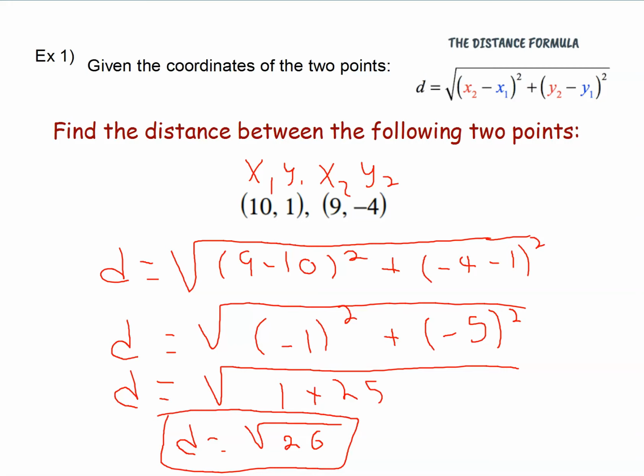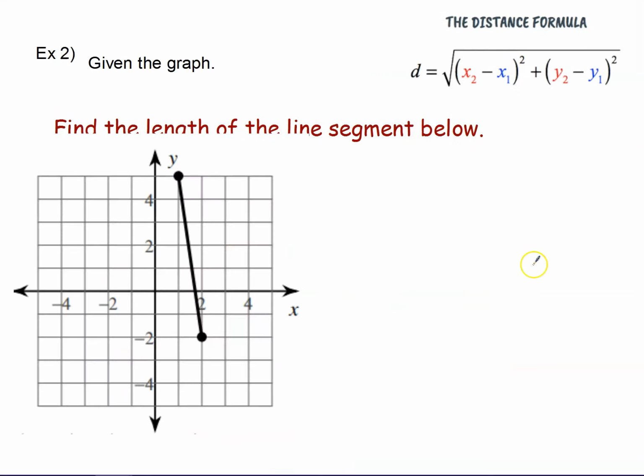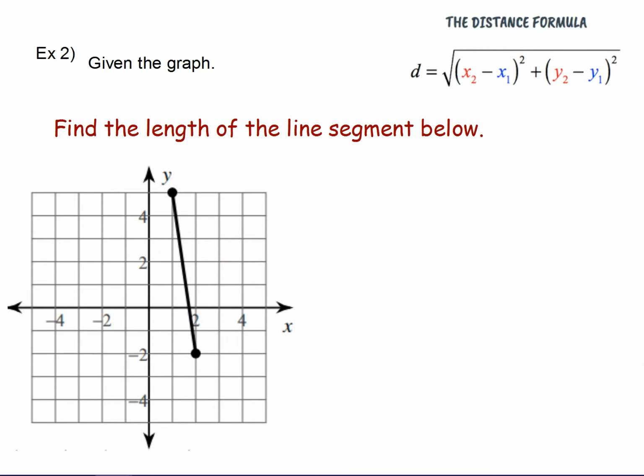Now, if it were a number like the square root of 20, or the square root of 12, and so forth, you would go ahead and simplify that. All right, now let's go ahead and talk about how do I use the distance formula when I am given a graph. So one way you can use it is just by getting the coordinates of the endpoints of the segment that you're trying to find the distance of, and then just plugging that into our formula.